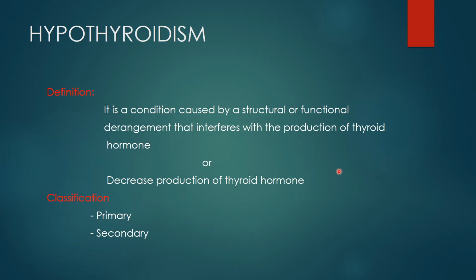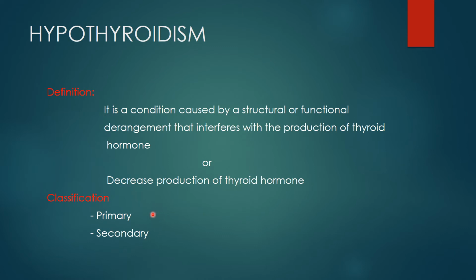The third disorder of the thyroid gland is hypothyroidism. Previously we were discussing hyperthyroidism, when there is an excess. So hypothyroidism is when there is a low value of T3, T4 in the blood. So this condition is called hypothyroidism. By definition, it is a condition which is caused by structural or functional derangement that interferes with the production of thyroid hormone, or in other words, it is a decreased production of thyroid hormone.